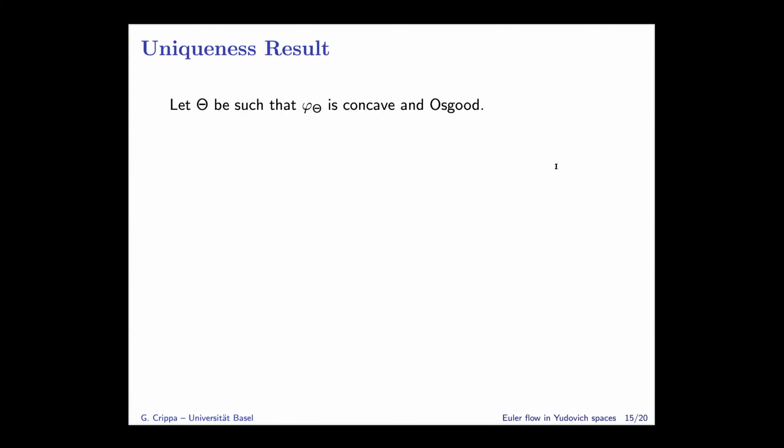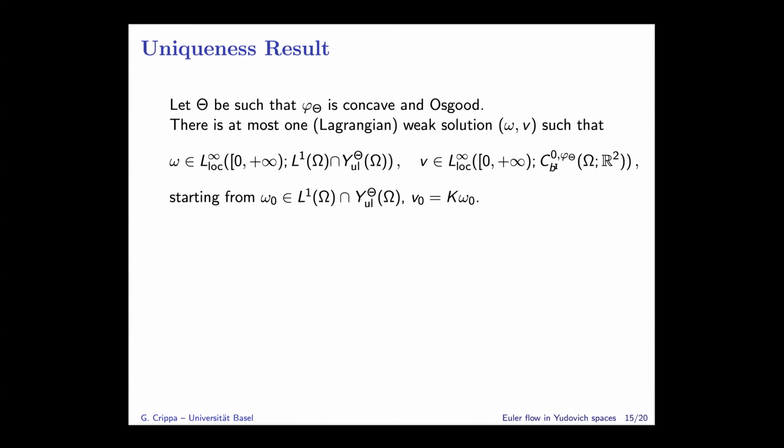What's probably more interesting is the uniqueness, and in this sense it also shows how this clarifies partly Yudovich's result. If theta, the growth function for the vorticity, is such that, one, phi theta, the modulus of continuity for the velocity, is a concave function, and second, theta has Osgood growth, then there is at most one Lagrangian weak solution which remains locally uniform in time in this space. So the vorticity stays in L1 cap Y theta UL, and the velocity is in this quantified continuity space.